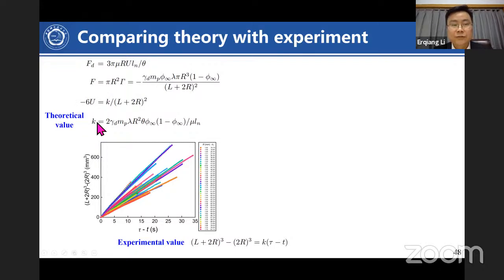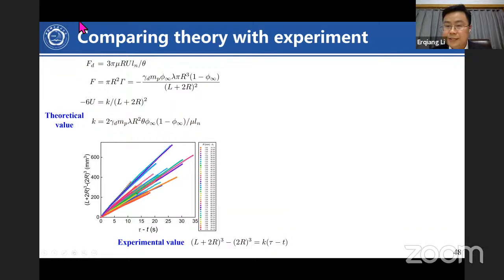You combine this together, you get this prefactor K. This is from the analysis, we call it a theoretical value. Then we have the raw experimental data, right? You can measure this prefactor directly from this figure. We get the experimental value K. Then we draw these two K together.